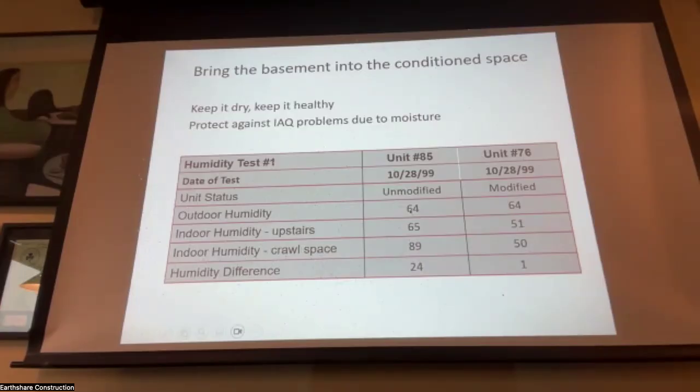And it was 64 outside, 64 outside here too. So the relative humidity in the living room was 65, in the crawl space it was 51. The indoor humidity in the crawl space was 89 prior to the retrofit. It was 50 after the retrofit. So you can see here the difference, when the dates are identical.